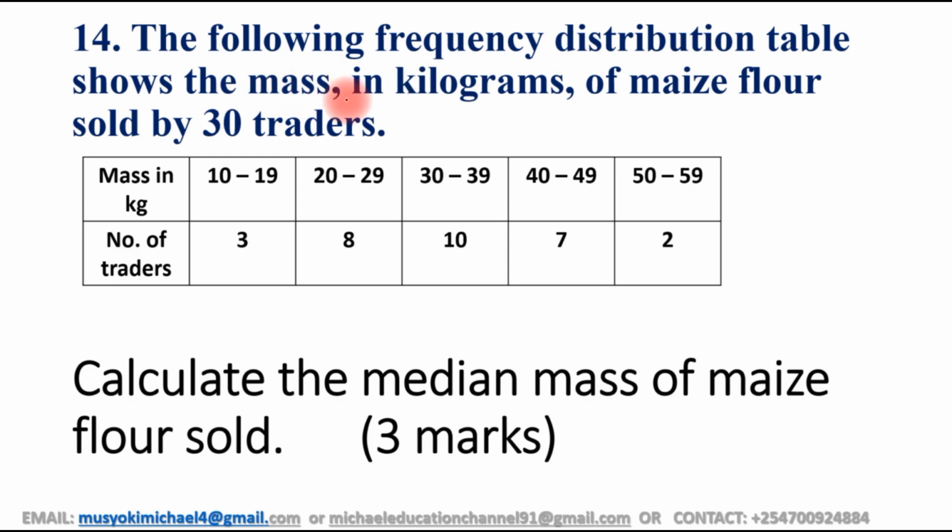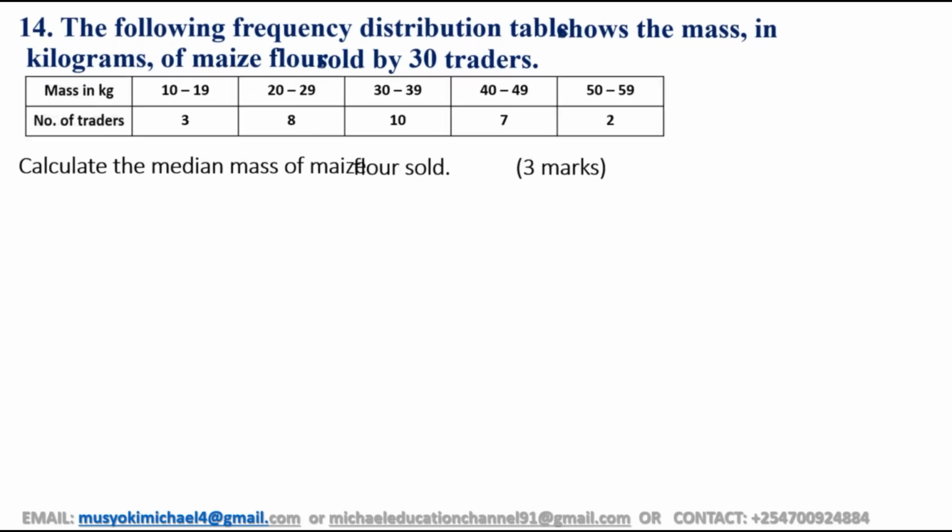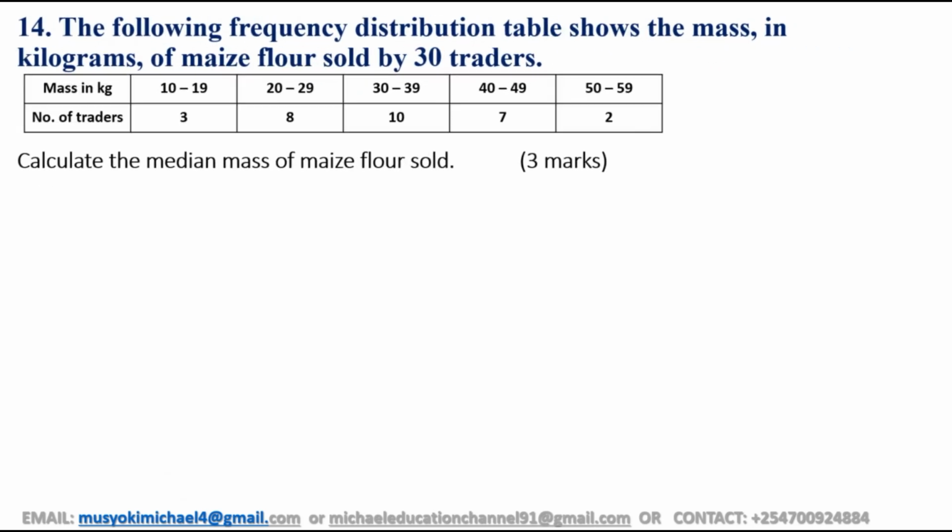Then we move on to question number 14 on statistics. The following frequency distribution table shows the mass in kilograms of maize flour sold by 30 traders. Here is the table given: mass in kilograms, range 10 to 19, 20 to 29, 30 to 39, 40 to 49, 50 to 59, and their corresponding frequency of the number of traders who sold the maize flour. So we need to calculate the median mass of maize flour sold.